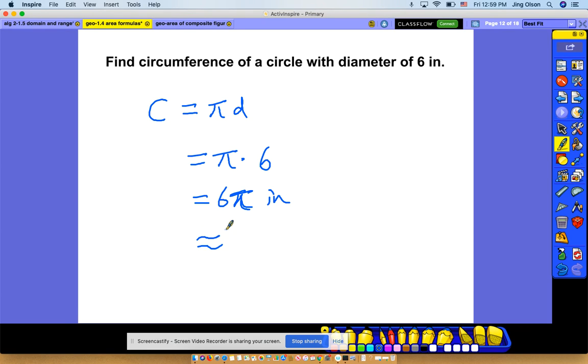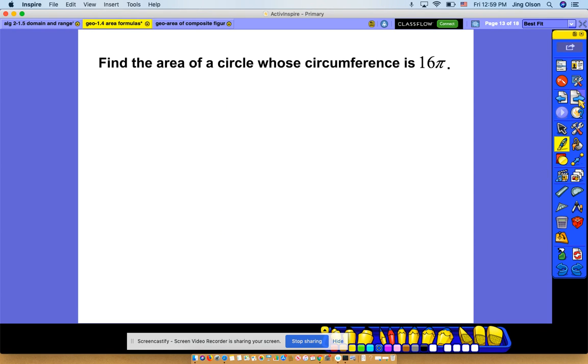If you want to convert this into a decimal, okay, so 6 times pi is 18.8495. We're going to go with 18.85 inches, just inches. This is the circumference, it's just inches. That's the circumference one, now area.